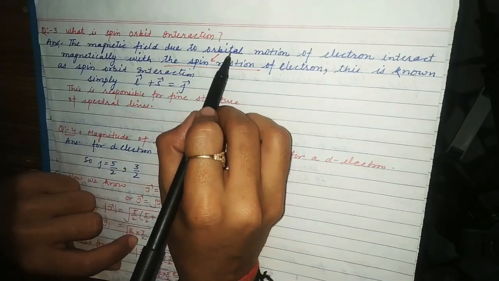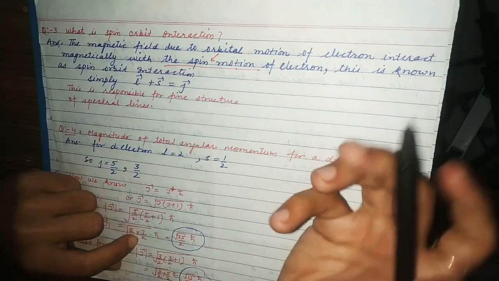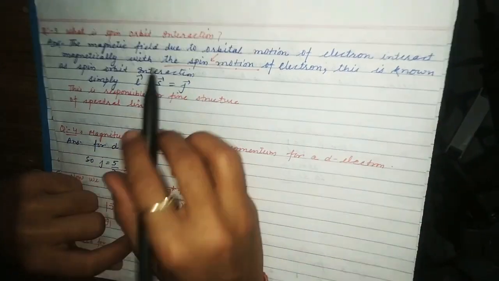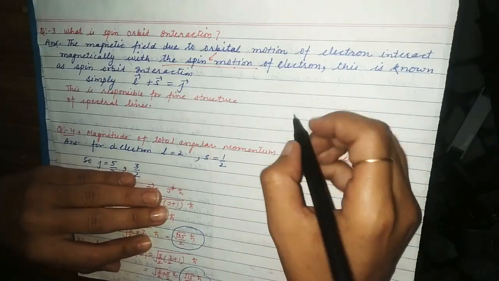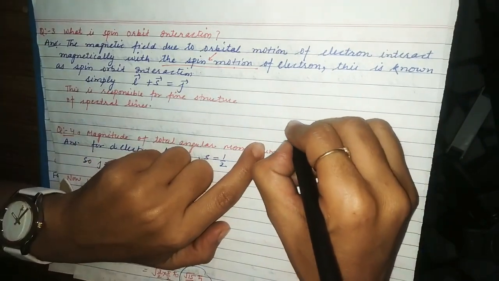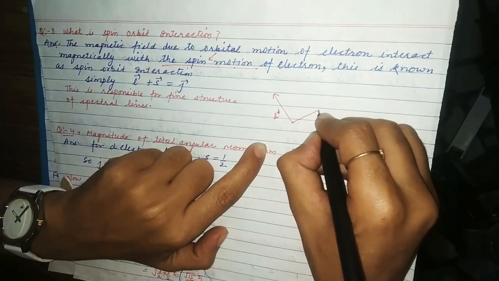The magnetic field of orbital motion is interacting magnetically with the spin motion of the electron, and this is what is known as spin orbit interaction. And you can simply write L plus S is equal to J, and I will also draw a diagram over here. This is L star, and this is S star.